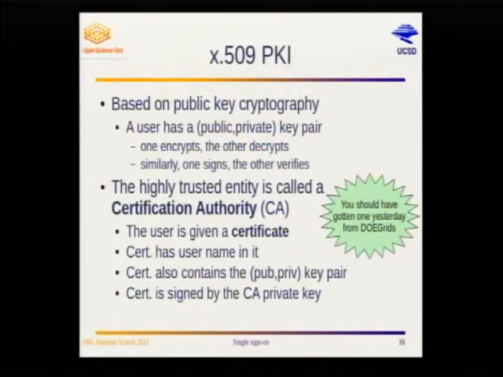And in X509 PKI, the highly trusted person is the so-called certificate authority. This is the one that gives you a certificate, and the certificate has your name in it. So it tells whoever you present the certificate to who you are, a private-public key pair, and it's signed by the CA private key, so that anybody that wants to make sure that the certificate is valid can actually verify it.